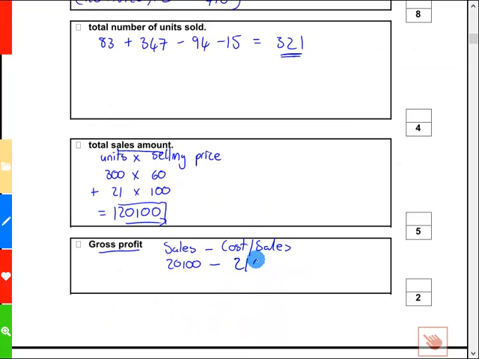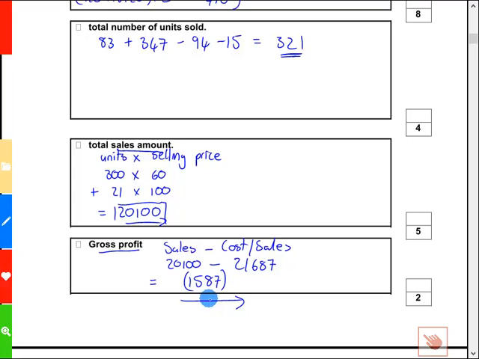And that's actually going to give us a negative gross profit, which is very strange and which might make you think that you did something wrong. But in this case, it is actually correct. And we're going to indicate the negative by putting that in brackets.